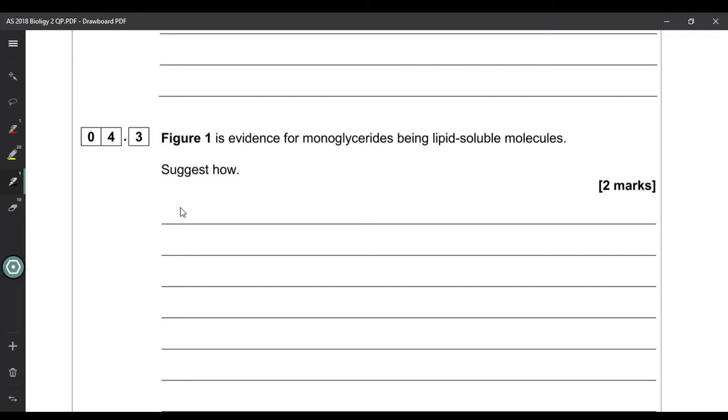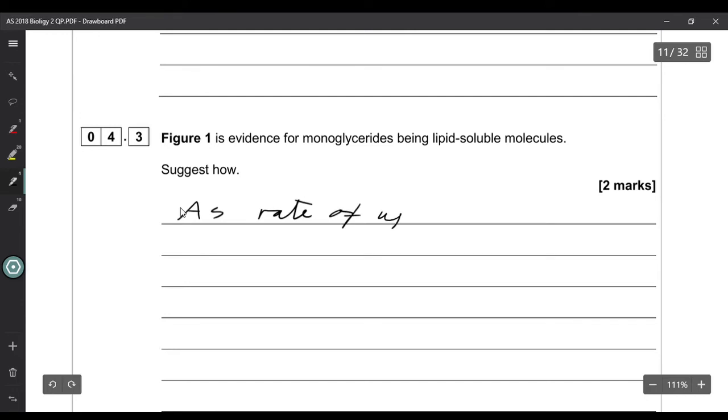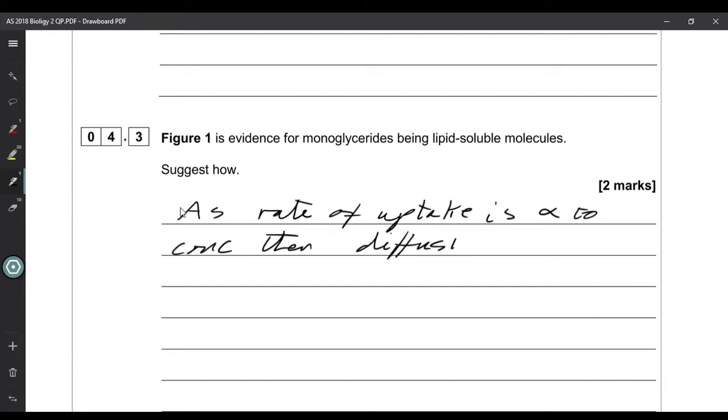So we can say that as the rate of uptake is proportional to the concentration, then diffusion is taking place.